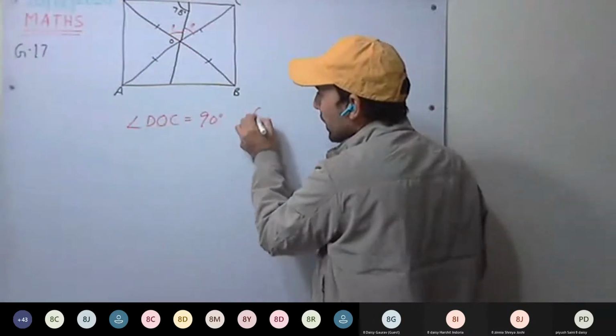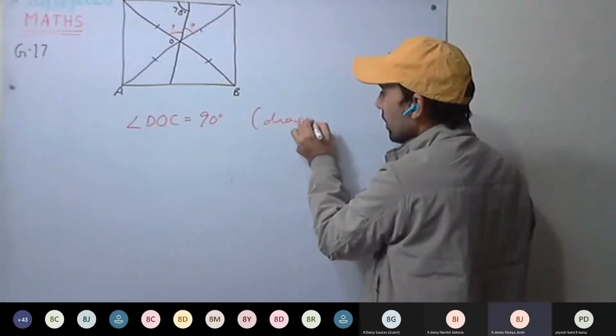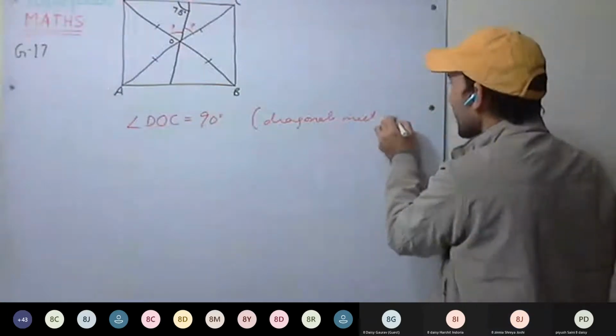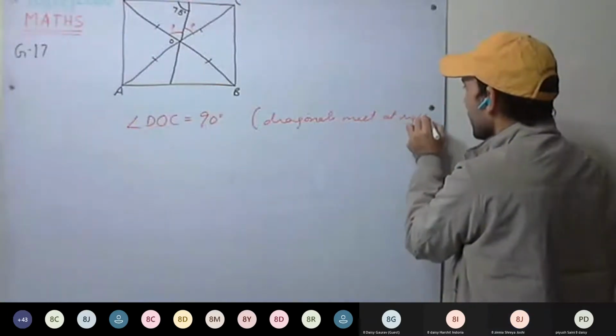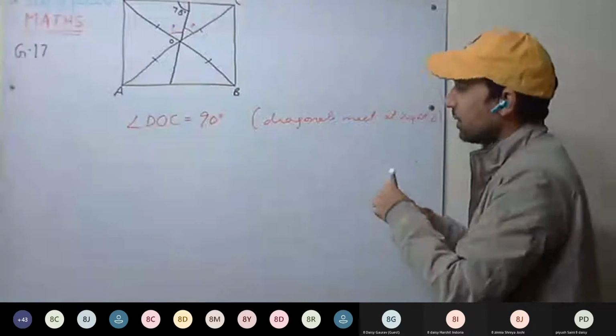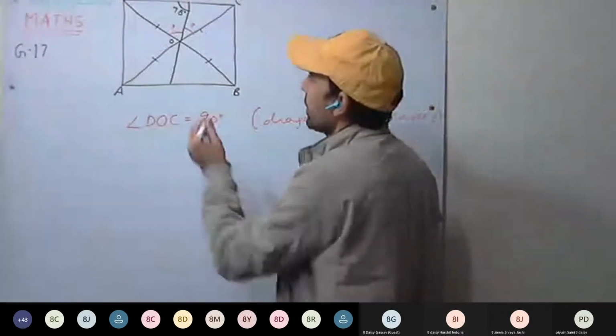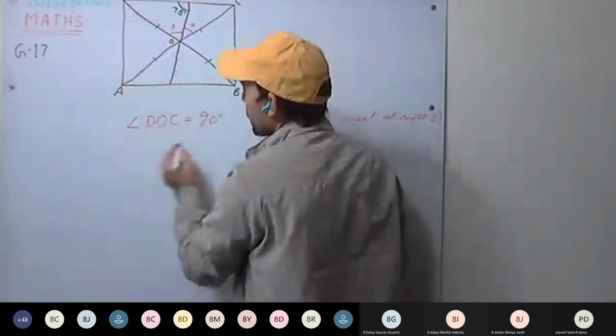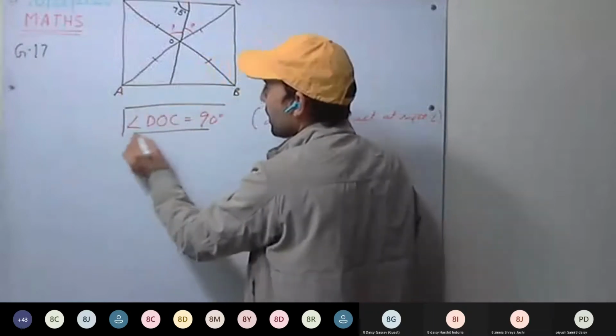90 degrees, because diagonals meet at right angle. They meet at right angle. Okay. They meet at right angle. This is 90 degrees. Okay, so this is clear.